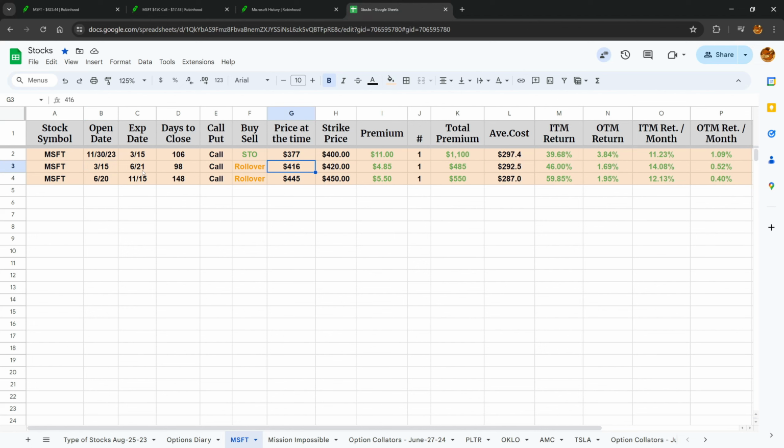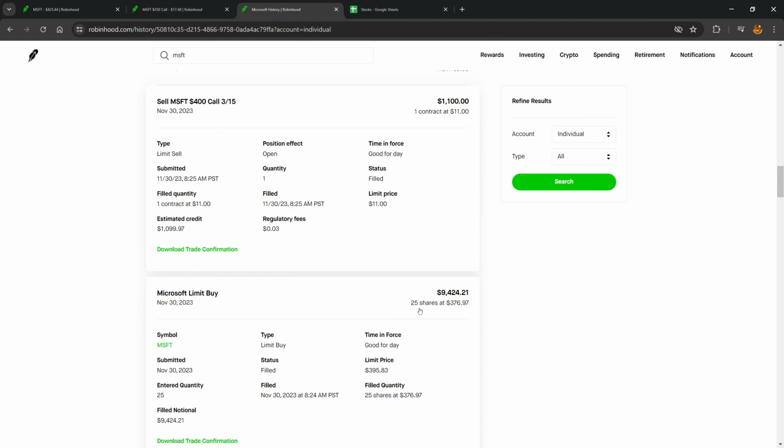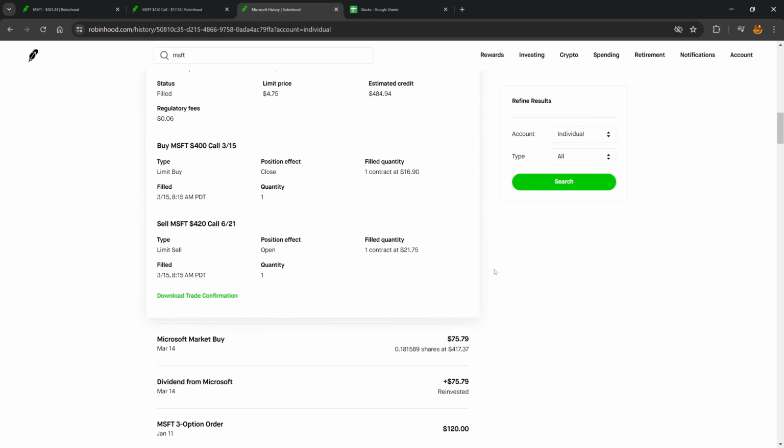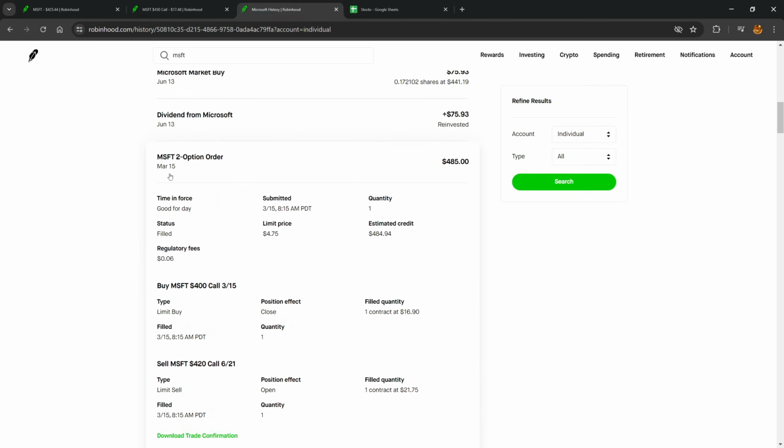What I did here is I rolled over for 3 months from March 15 to June 21st, and I sold it at a higher strike price, from 400 to 420. This is the 25 shares purchase for 376.97 per share, and this is the first covered call that I sold. And then if we go here, you will see that I did the rollover on March 15. I bought to close the $400 strike for 16.90 while selling at the same time the 420 for 21.75, resulting in a credit of $485 per contract.